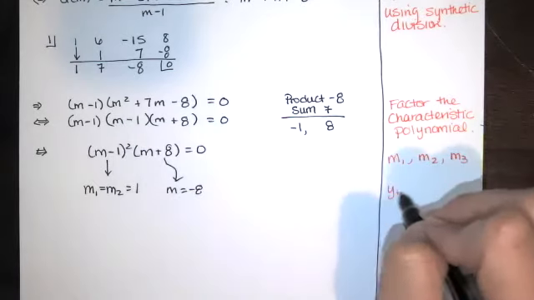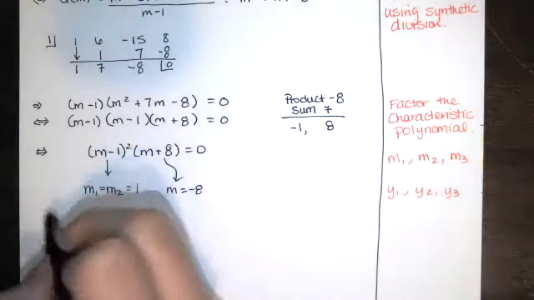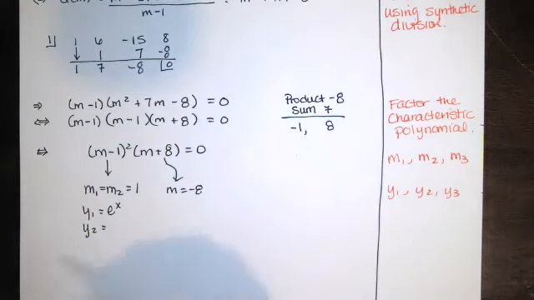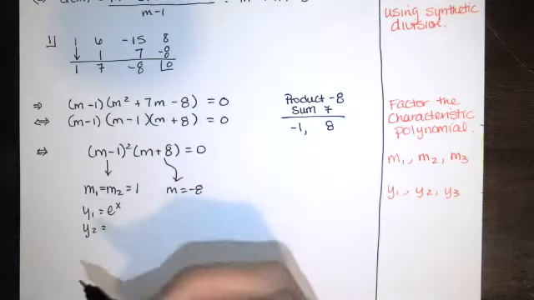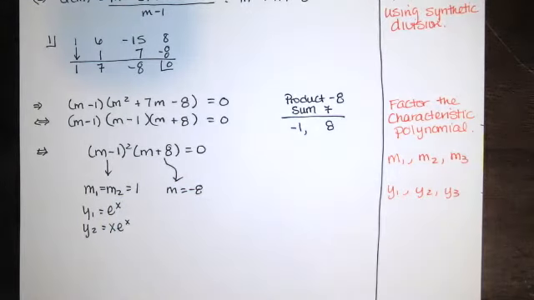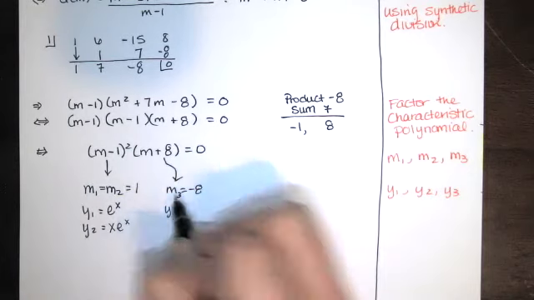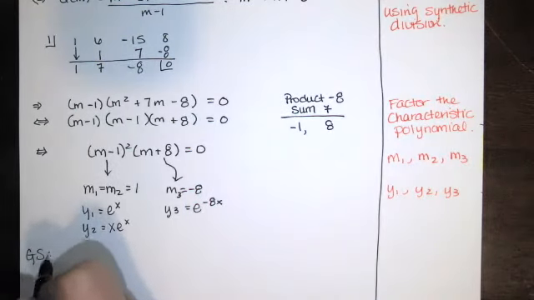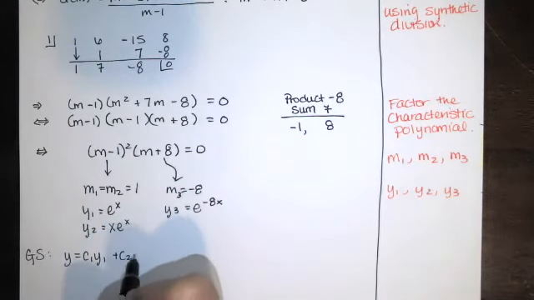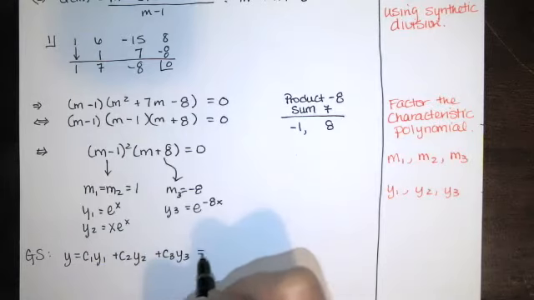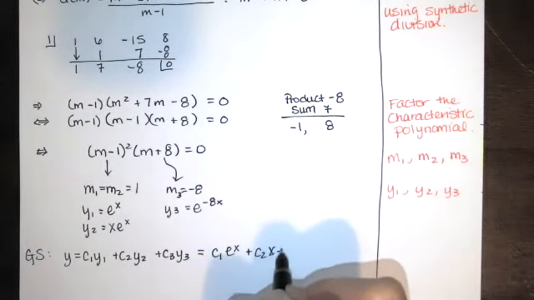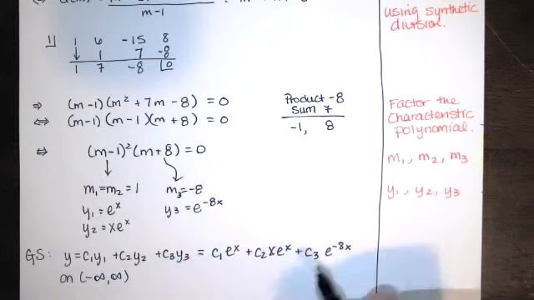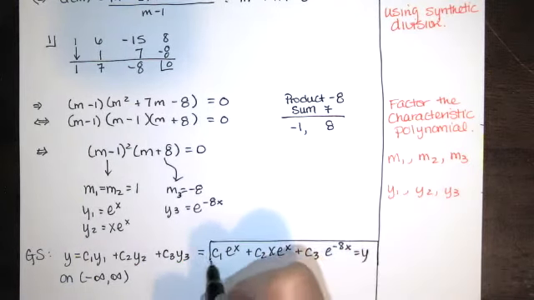And then once you find the m's, you want to find the corresponding solutions y1, y2, and y3. Well, for our repeated root, the first solution is e to the m1x. So in this case, e to the x. The second solution comes from reduction of order. If this is a solution, it turns out that x times e to the x is also a solution. Our third m is negative 8. So y3 is e to the negative 8x. And then the general solution is y equals c1y1 plus c2y2 plus c3y3, which equals c1 e to the x plus c2 x e to the x plus c3 e to the negative 8x. And that will work on negative infinity to infinity. That's our general solution.